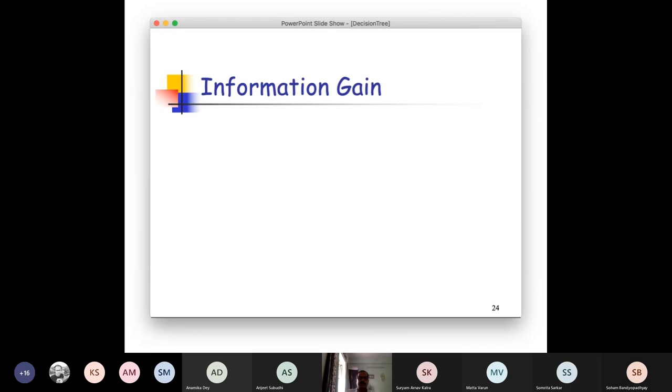Now this information gain is defined based on the entropy of the class distribution at a given node. If we can partition those training examples based on the attribute values, then in the partitioned sets we also compute the entropies of the class distribution.